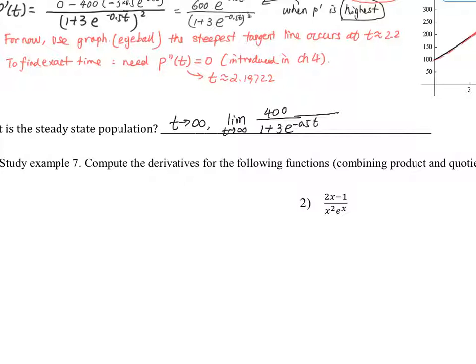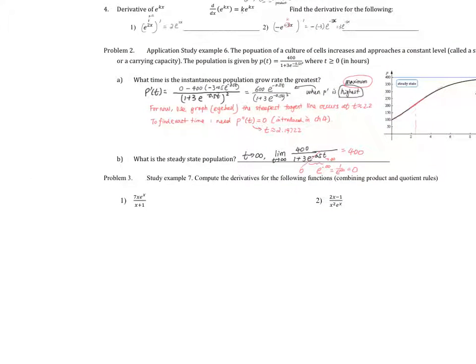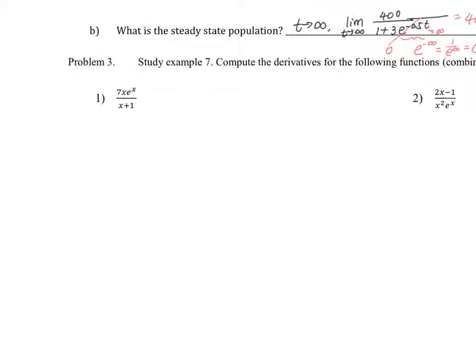Now, when t is approaching infinity, that means we are looking at e to the negative infinity, right? And this is the same as 1 over e to the infinity, which is 1 over a huge number, which is approaching 0. So therefore, we know this term is approaching 0 when t is approaching infinity. So it will be 400 over, the bottom is just 1, so it's 400. And the graph also verifies the answer. The 400 is the answer.